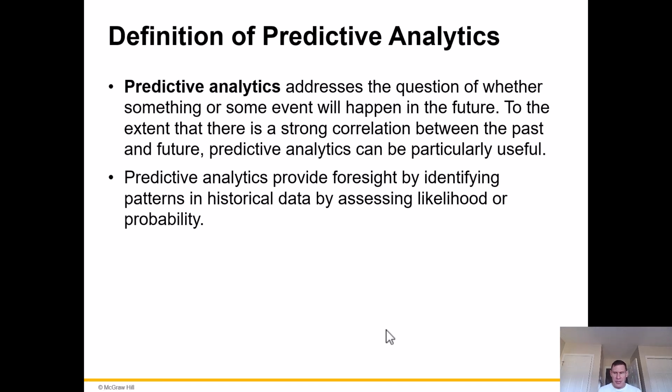Predictive analytics addresses the question of whether something or some event will happen in the future. To the extent that there is a strong correlation between the past and future, predictive analytics can be particularly useful. Predictive analytics provides foresight by identifying patterns in historical data by assessing likelihood or probability.